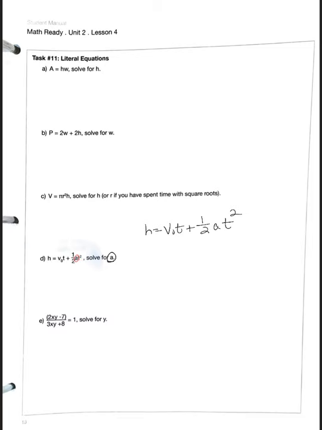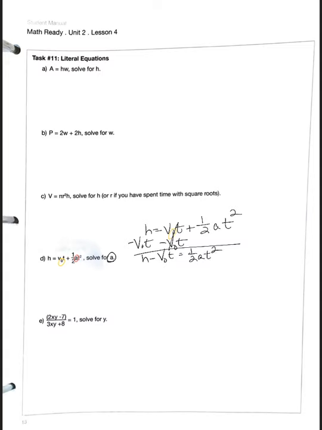Well, the first thing we need to do is move the V subscript 0t. Now look, that subscript right here, you don't have to do anything with that. You just move that with the variable. That's not math, it's just a symbol. So I'm going to subtract V subscript 0t to the other side. And that's going to leave me with H minus V subscript 0t equals 1/2 AT squared on the other side.